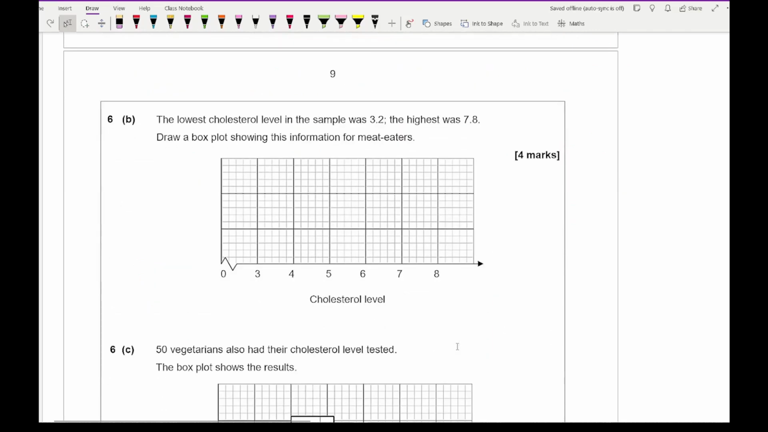That says for 6b, the lowest cholesterol level in the sample was 3.2, the highest was 7.8. Draw a box plot showing the information for the meat eaters. So from this, I know that the smallest value was 3.2. So 3.2 is there. So that's the smallest value. Don't know why I've put a W there, so let me get rid of that. And the highest value was 7.8, which is just there.